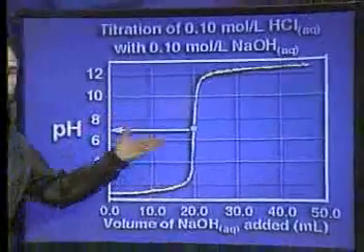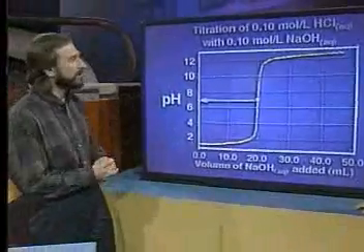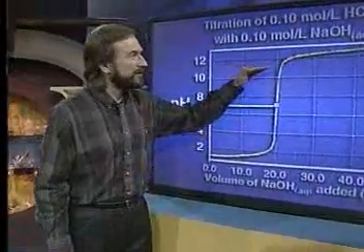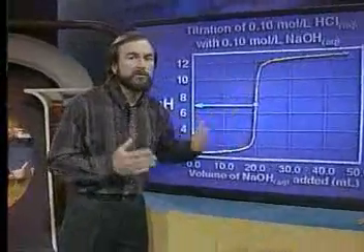Okay, now beyond equivalence, what we have is an excess of base, and that's why the pH is high in the basic range. And if we continue to add our base, we reach another level where the pH doesn't change very drastically. It's almost constant. Next, coming up, what does neutralization have to do with acid rain?